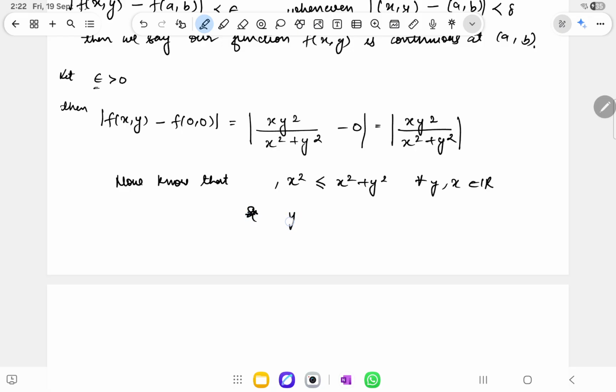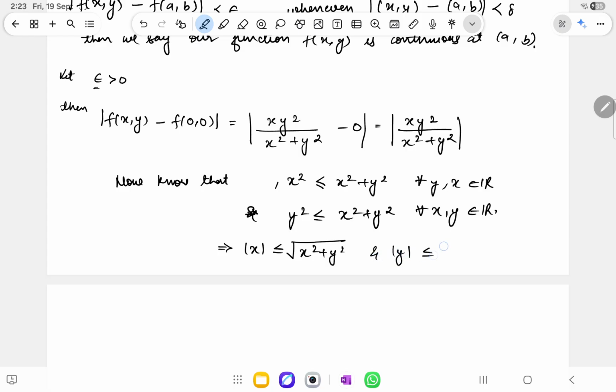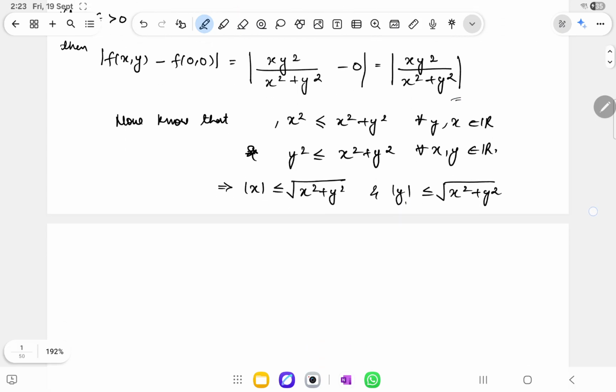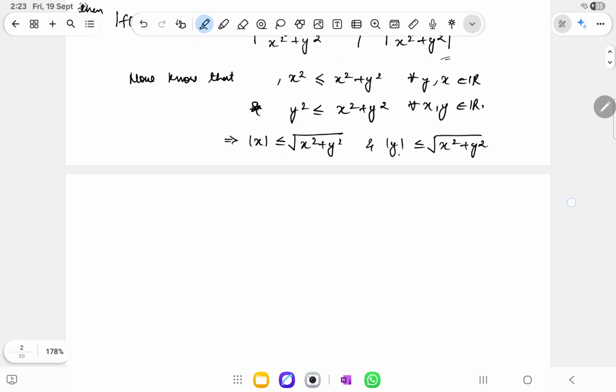Likewise, y square will also be less than x square plus y square. And this is also true for all x, y in reals. So from here we can say that mod of x is less than or equal to under root x square plus y square, and mod of y is also less than or equal to under root x square plus y square. Now we will be using this mod of x and mod of y to simplify our absolute value.